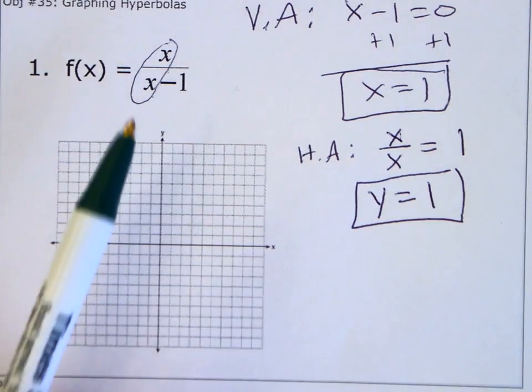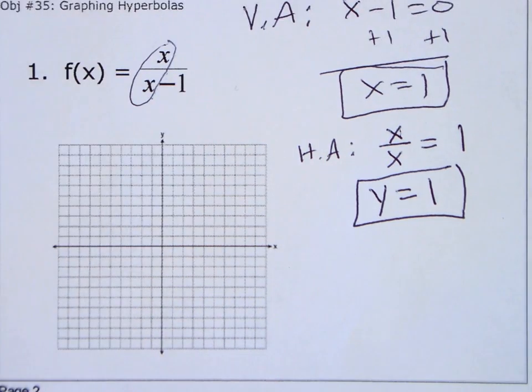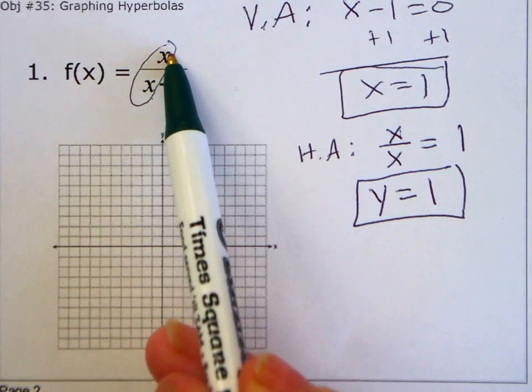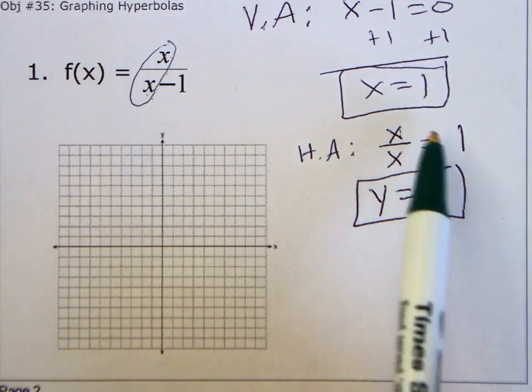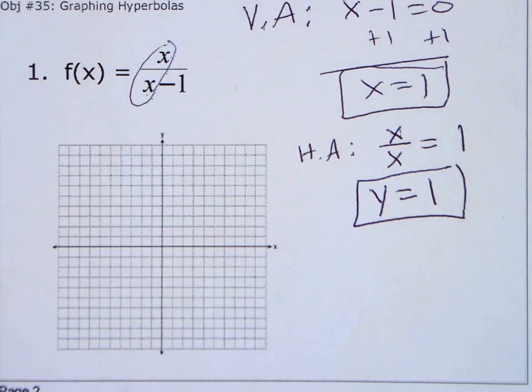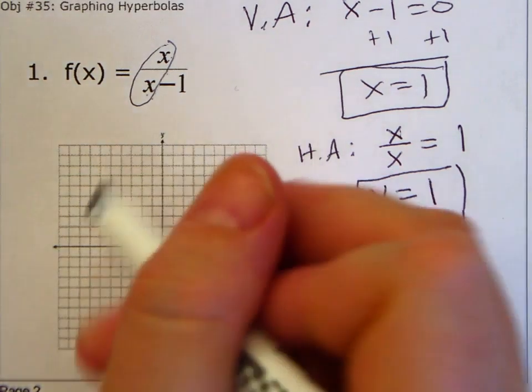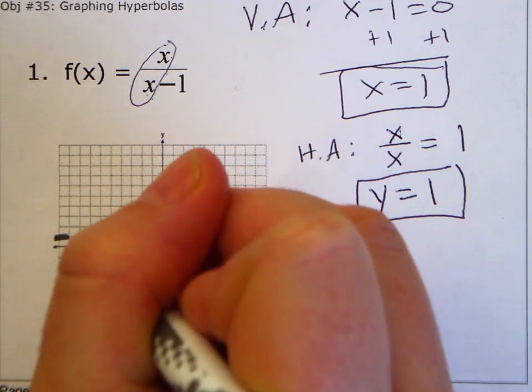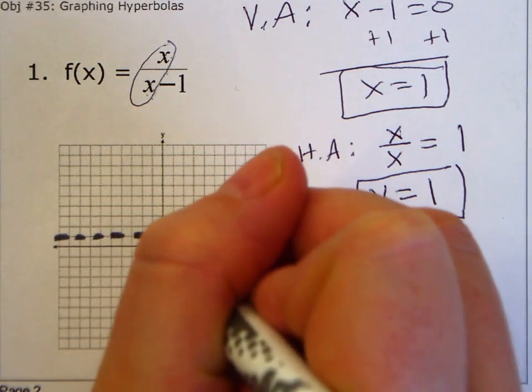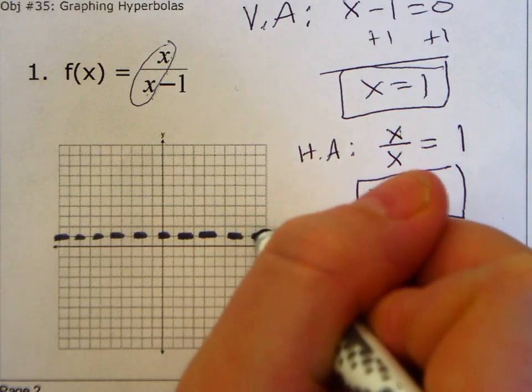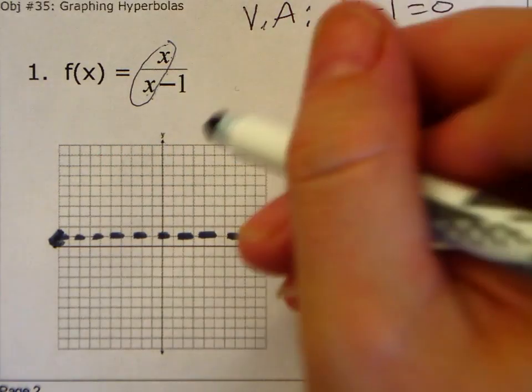If you try to set this fraction equal to 1, it's never going to solve. It's impossible. You're going to get something like 2 equals 3. So we're going to take the highest x on the top, the highest x on the bottom, and divide them. Okay, so I'm going to draw those. We have x equals 1 and y equals 1. Here's my y equals 1 horizontal asymptote, and x equals 1.